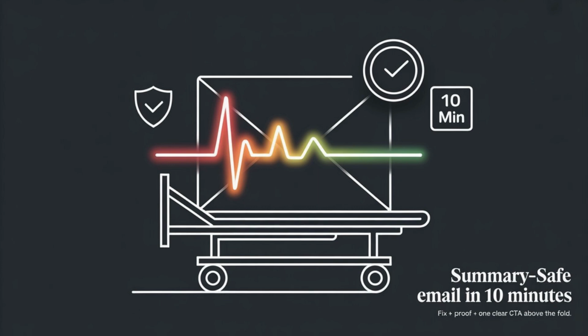Within 30 days of shipping this, here's what you should see. Every email has a TLDR present. That's your new standard. Your primary CTA is always above the fold. And you've got fewer than 5 links above the fold. You're not overwhelming people or diluting your intent.